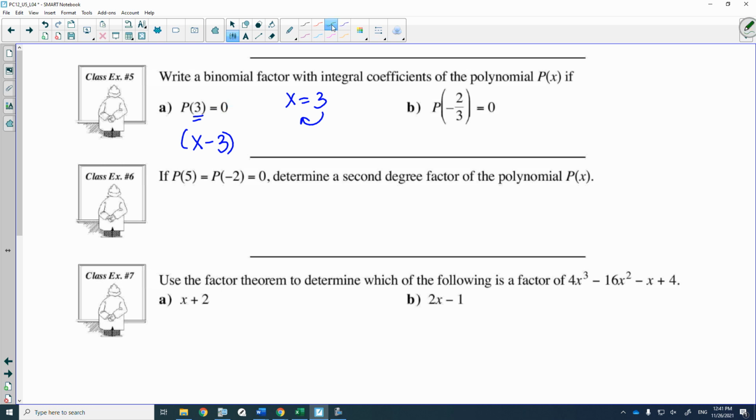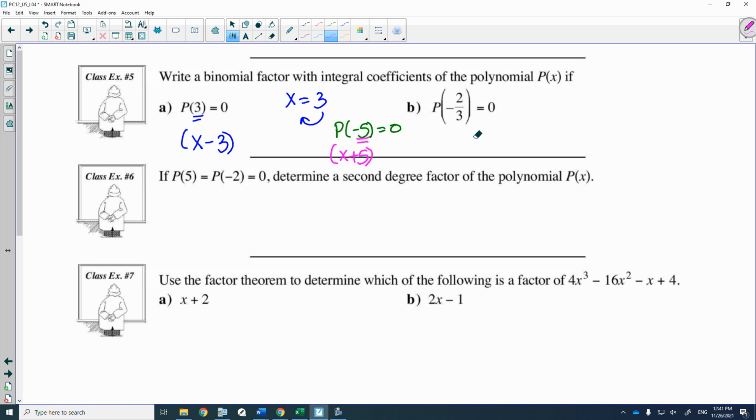A different one. Let's say I gave you p of negative 5 is equal to 0, and I said what was the binomial or what was the divisor to give you the remainder of 0. In order to get an x of negative 5, the divisor would have been x plus 5. That's the divisor, which is going to be a factor of the polynomial.